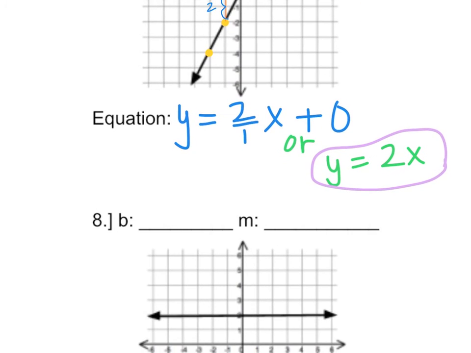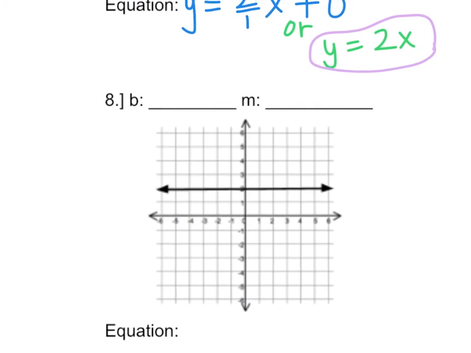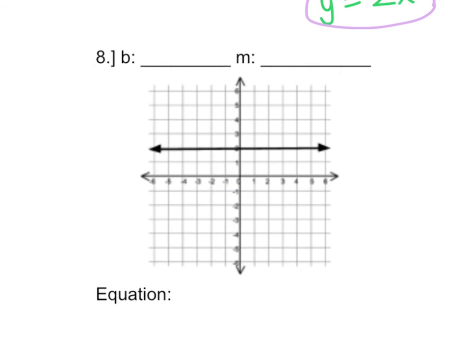Okay, let's go to 8. Ooh, 0 slope. I see a flat horizontal line. That means the slope is 0. So if you already know that, you can just say the slope is 0. I always like, though, to begin at the b. And the b is, boom, right there. The b is 2.